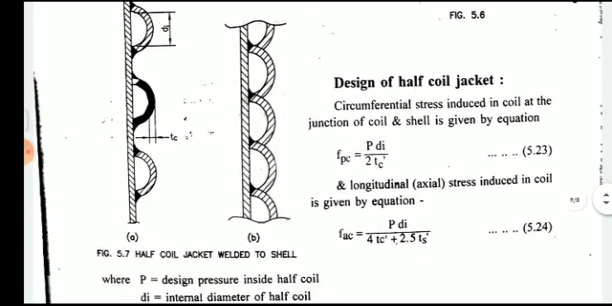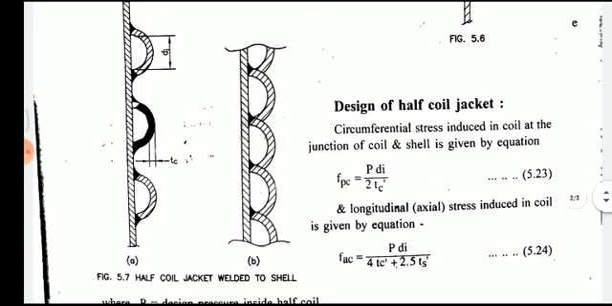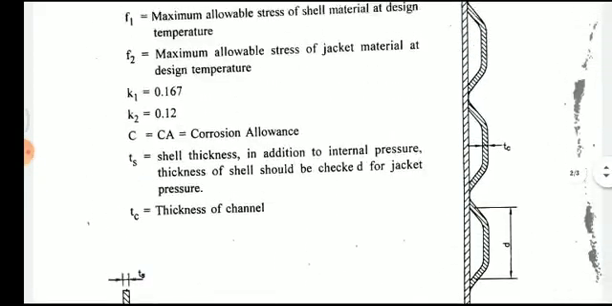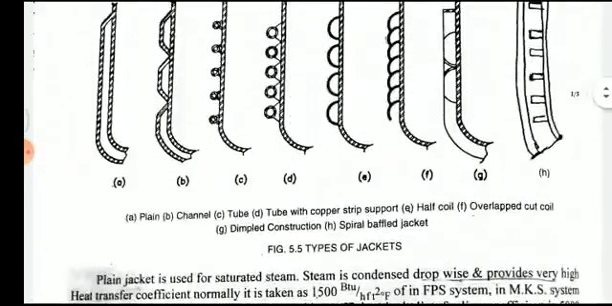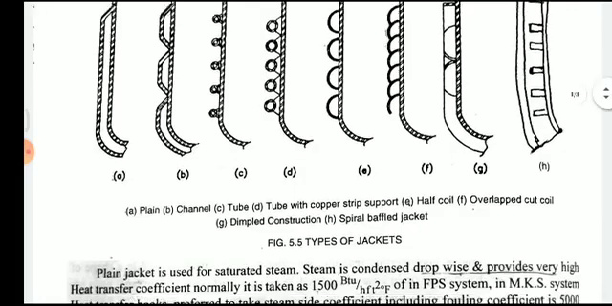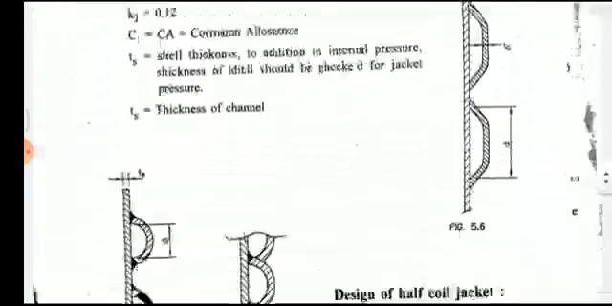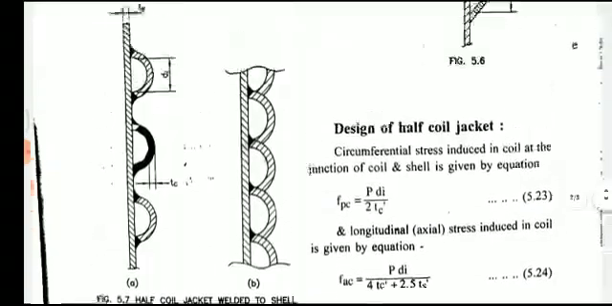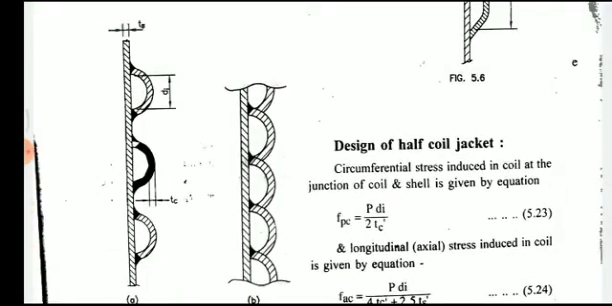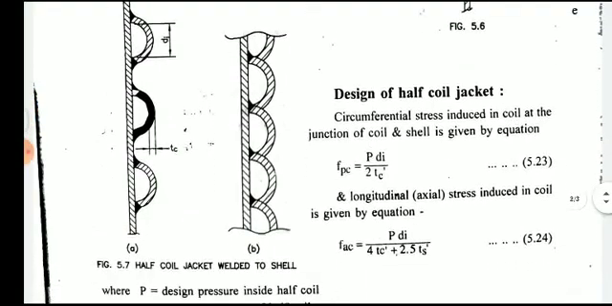Figure B indicates another type, which is known as the overlapped cut coil. The upper one is the overlapped cut coil and E is the half coil. There is a figure for the design of half coil. In the figure, the half coil jacket with welded shell can also be made this way.